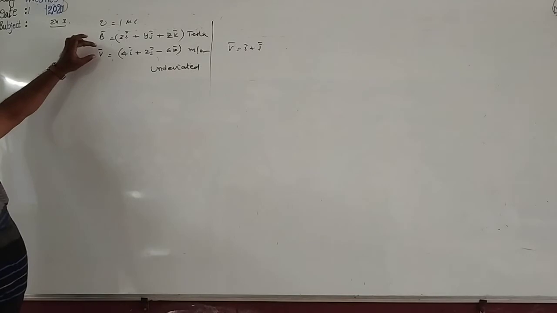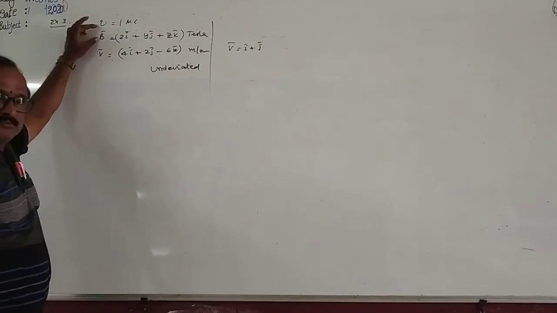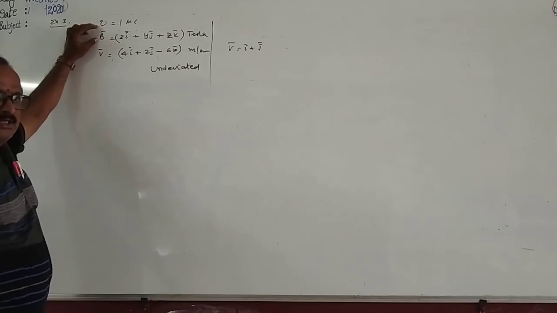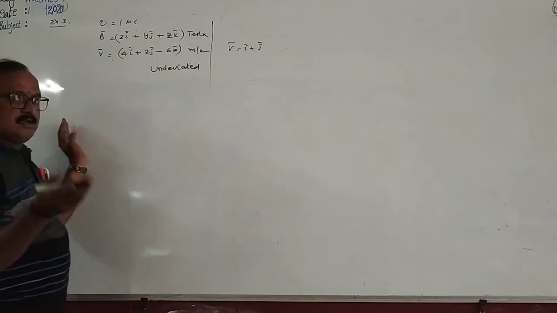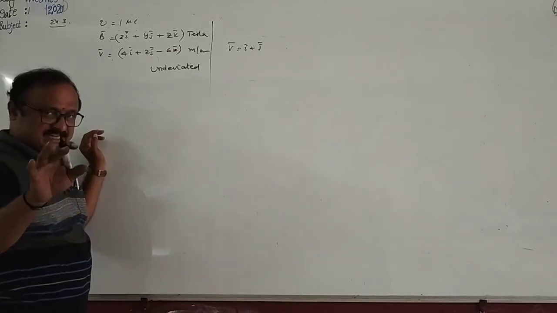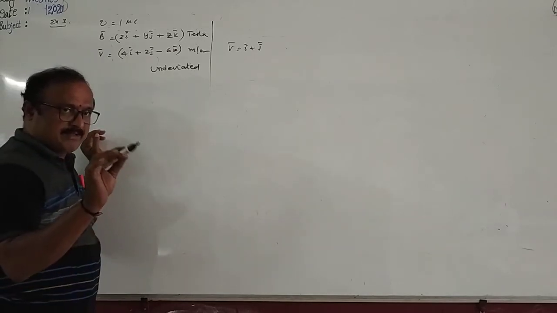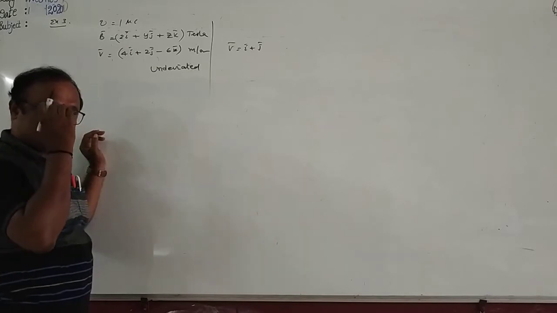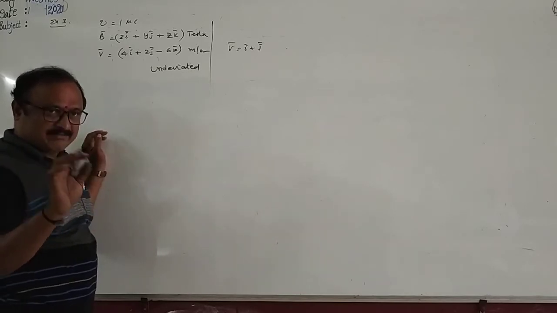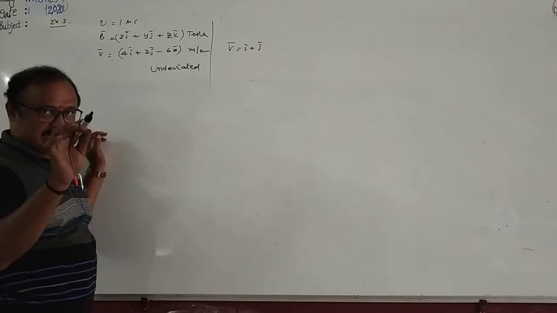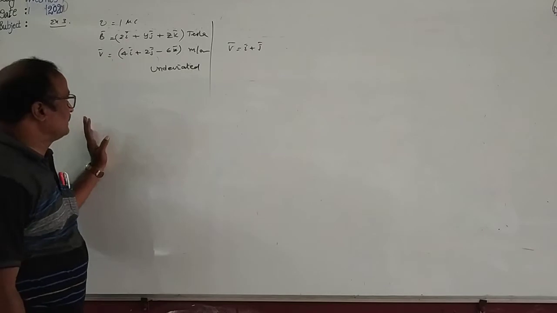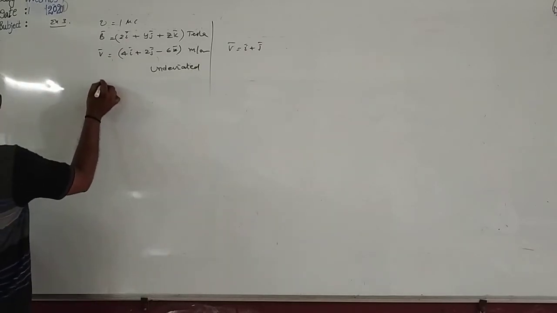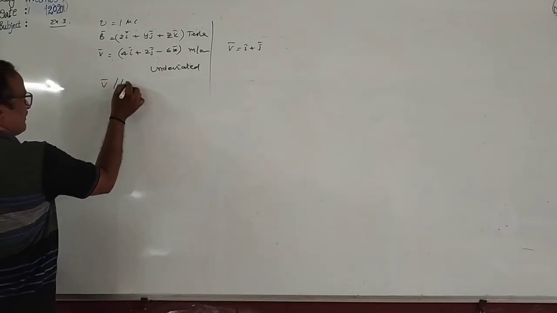Undeviated means both v bar and B bar are parallel. If any two vectors are parallel, suppose A bar and B bar are parallel, A bar equal to Ax i bar plus Ay j bar plus Az k bar, B bar equal to Bx i bar plus By j bar plus Bz k bar, then Ax by Bx is equal to Ay by By is equal to Az by Bz is equal to a constant. Here also, if the particle is undeviated, then v bar is parallel to B bar.